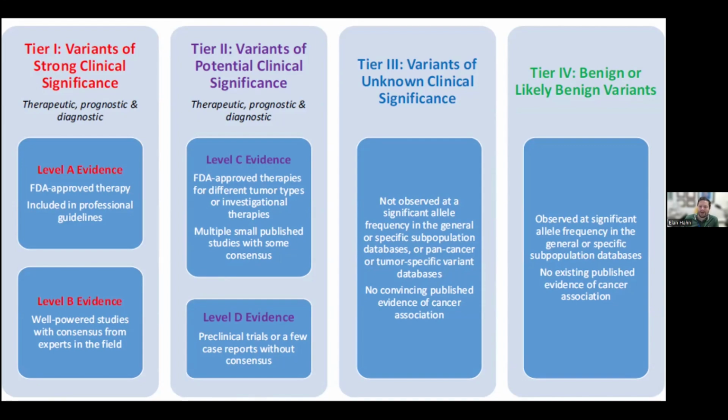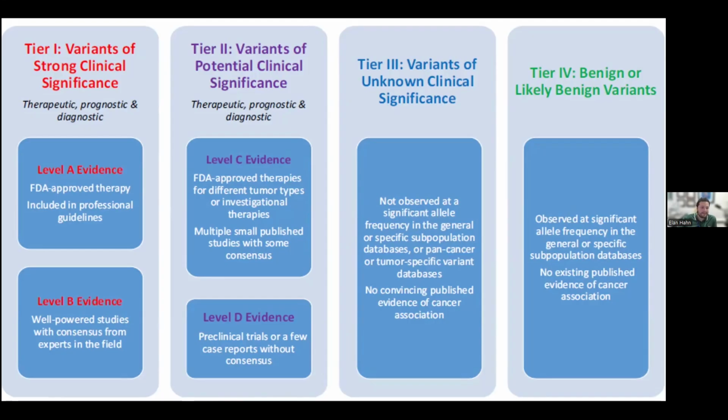So level A evidence is biomarkers that predict a response or resistance to FDA-approved therapies for a specific type of tumor, and biomarkers included in professional guidelines that predict a response or resistance to therapies for a specific type of tumor. Biomarkers included in professional guidelines that are diagnostic and also prognostic were considered level A. Level B would be biomarkers that predicted response or resistance to therapies for a specific type of tumor based on well-powered studies with expert consensus. And that's the same for diagnostic and prognostic significance. It needs well-powered studies with expert consensus.